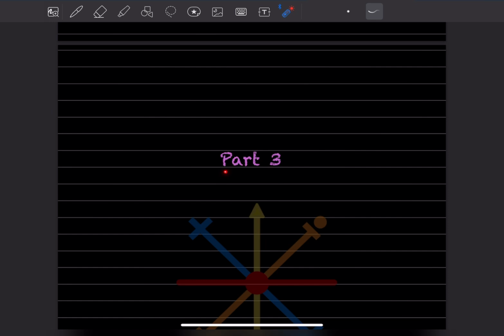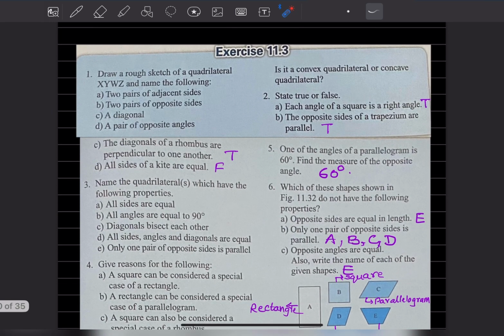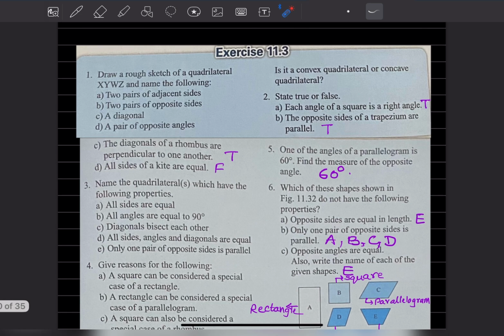So today we'll do part 3, and we'll see exercise 11.3. Again, as I said earlier in my videos, for this particular chapter, I have pasted the same questions over here to save time. So just ignore the editing, because it is not so perfect. Now let us see here.